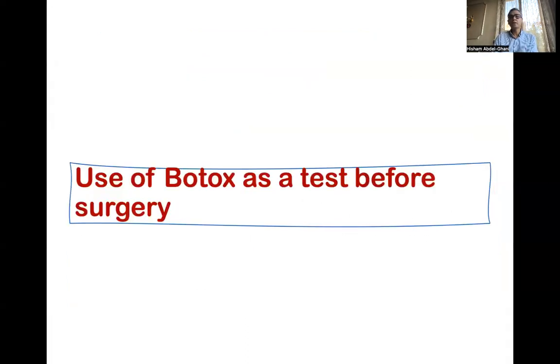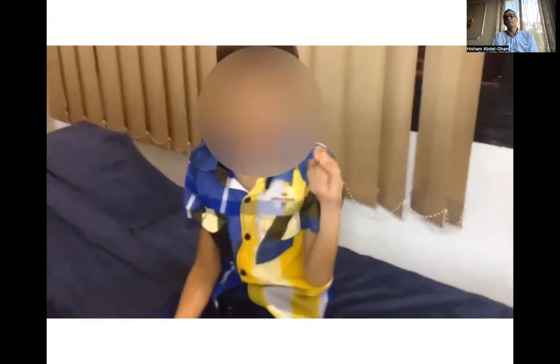Sometimes in the upper limb, we can use Botox as a test before doing surgery. How? Look at this patient with mixed tone. There is spasticity, dystonia, athetosis. We don't know if this patient could benefit from surgery, because surgery will only address spasticity. It will not address selective motor control. It will not address dystonia or athetosis.